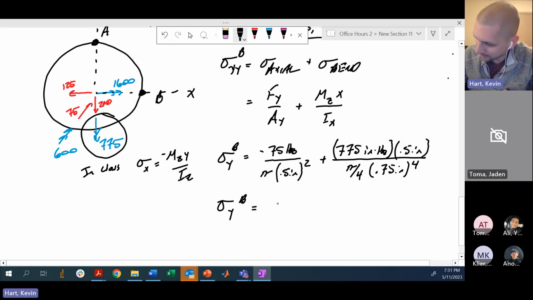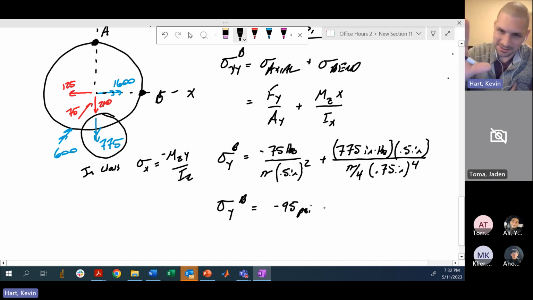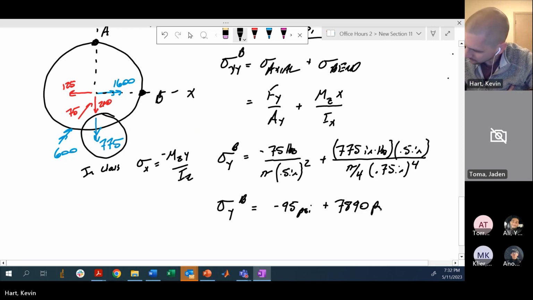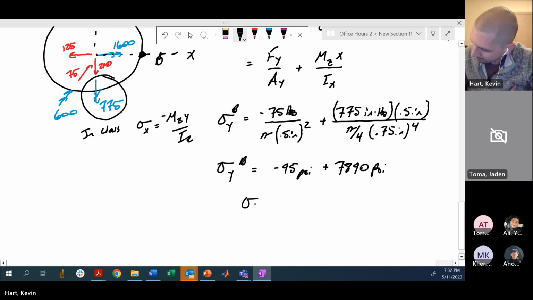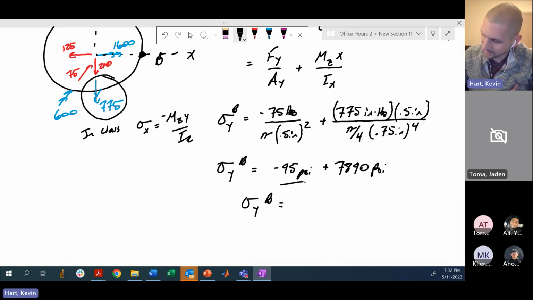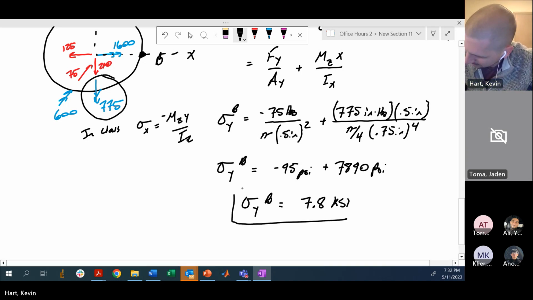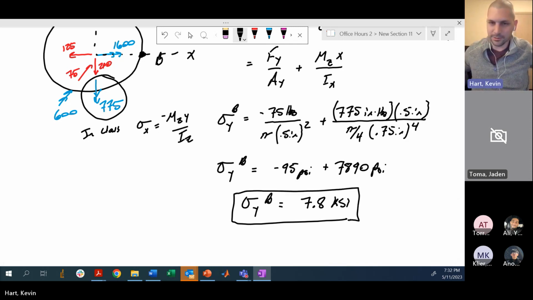So at B, you're going to have negative 95 psi from this guy. So not much happening there from the actual compression load that you're putting on, the axial compression. But the bending that we observe here is dominating. So 7890 psi. So in total, at B, not a ton of contribution from the axial portion, but a pretty significant contribution from the bending. You're going to have about 7.8 ksi in tension. How do we feel about that? Feeling okay?